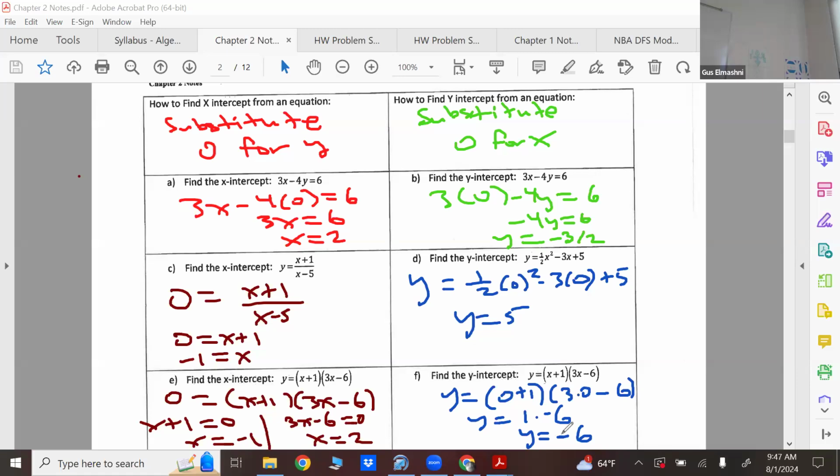So either this has to equal 0 or this has to equal 0. So I deliberately set each factor, these are factors, equal to 0 and solve for x. -1, 2, done. D and F are more straightforward. Just plug in 0 and work it out. That's PEMDAS, right? You get 5 for D and -6 for F. C and E just had to be a little more mindful about your algebra.